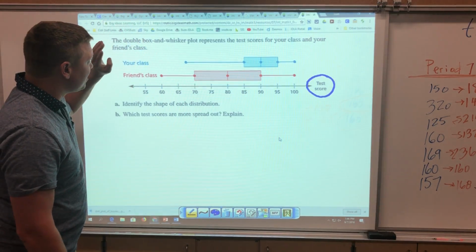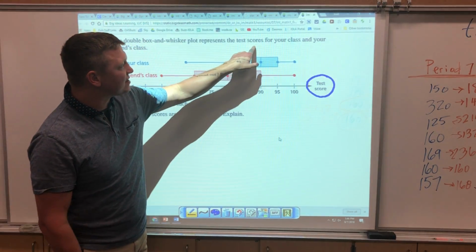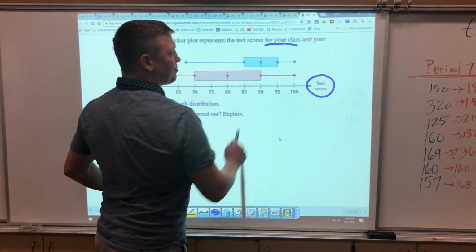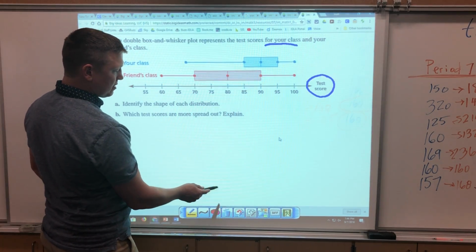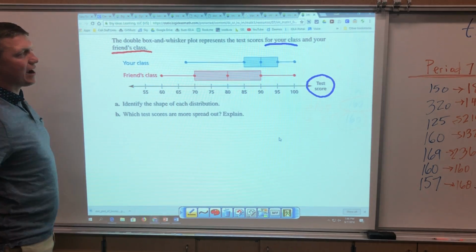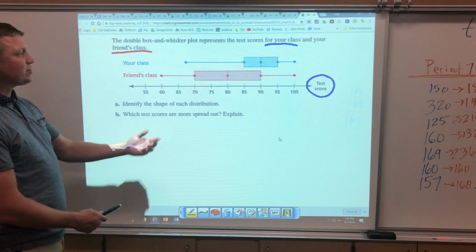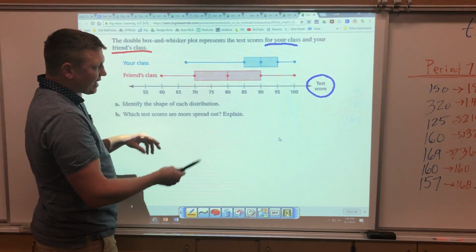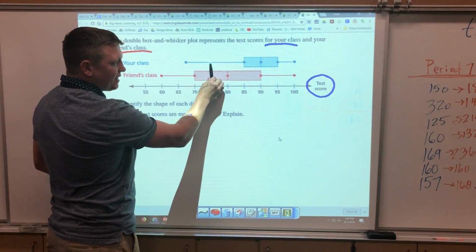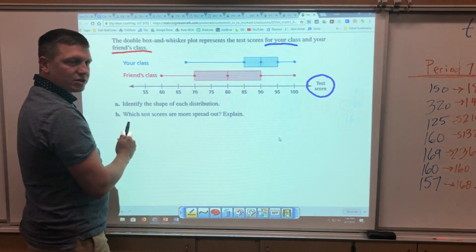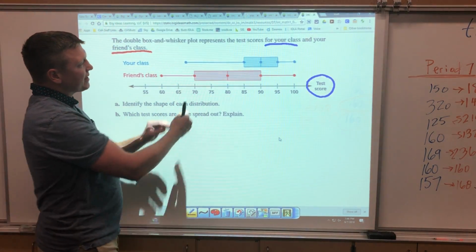This is called a double box and whisker plot. It represents the test scores for your class, blue, and your friend's class, red. All right? So your friend's class scored a little less. From first glance, I can tell right now, there's the middle of the data, little lower scores on the other class. But what about this one?